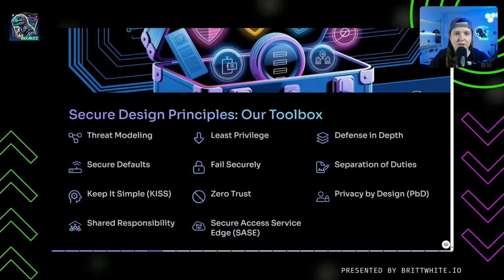And then fail securely is really interesting. Systems break. That's just a fact of life. But when they do, they should fail in a way that doesn't compromise security. Imagine a power outage at a secure facility. Should the doors default to open or locked? Locked. Absolutely. We never want a failure to create a new vulnerability.